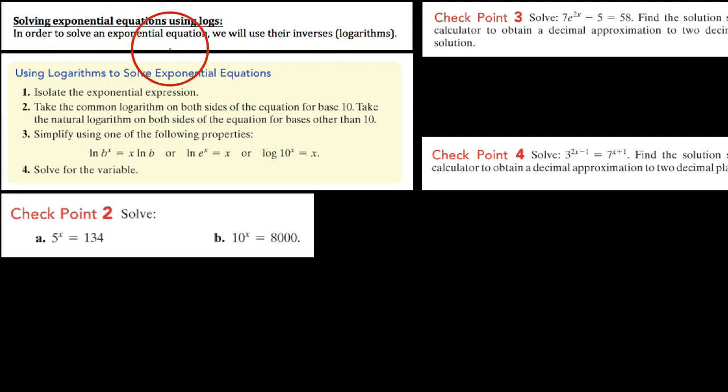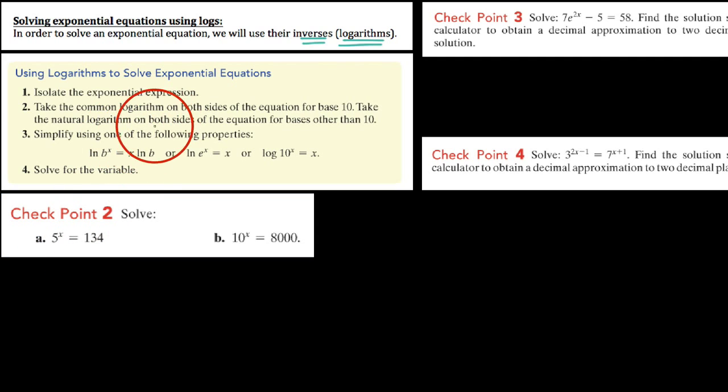So what we're going to do to solve an exponential equation is use their inverse, and we're going to use what we call a logarithm, of course. So we say in order to solve exponential equations using logarithms, what we're going to do first is we're going to isolate the exponential expression. So for instance, when you look down here on checkpoint 2, this says 5 to the x equals 134. I would say that this exponential expression is already isolated on the left. That is to say, I don't have anything out front like 2 times 5 or 5x and then a plus 1 over here on the right that I'd have to subtract first.